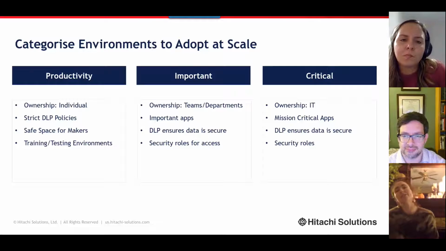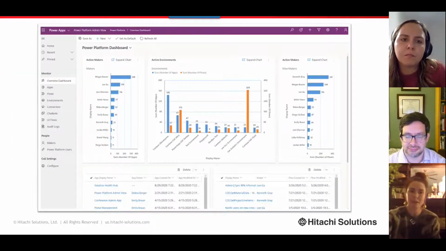So your important and your critical environments are probably going to take up about 80 to 90% of the environments in your tenant. And you're also going to see some ALM policies in place with those too. So this is a quick look at what the Power Platform Admin Center dashboard looks like.